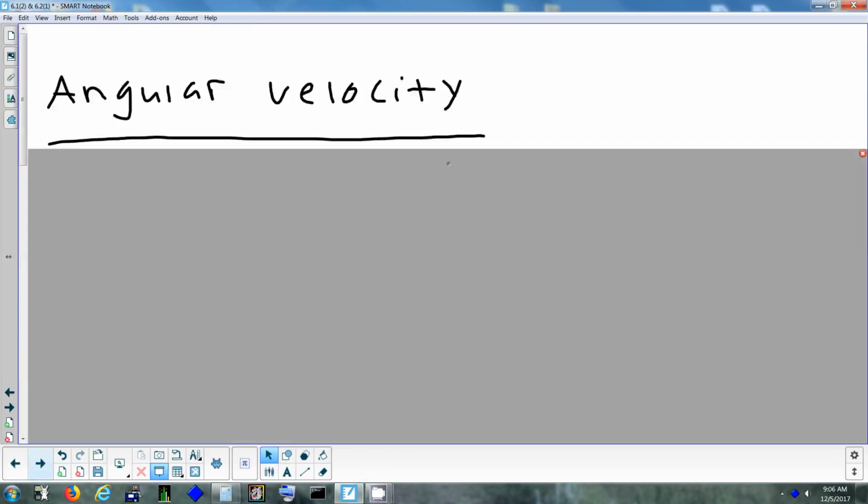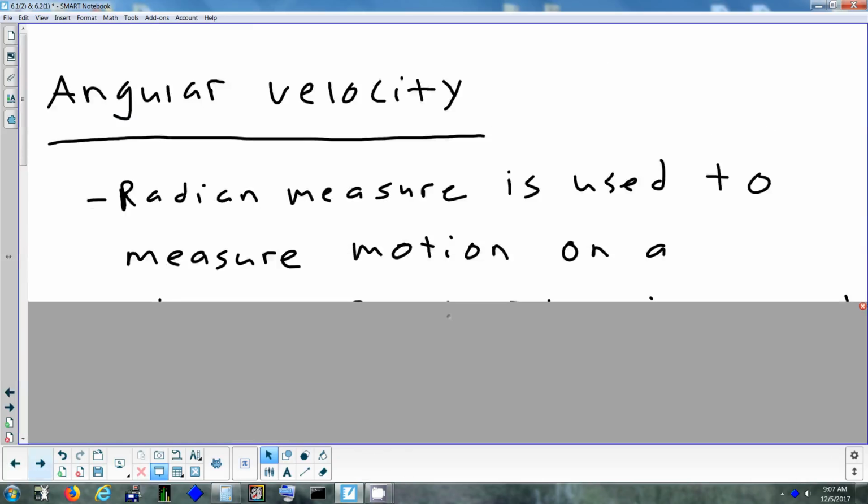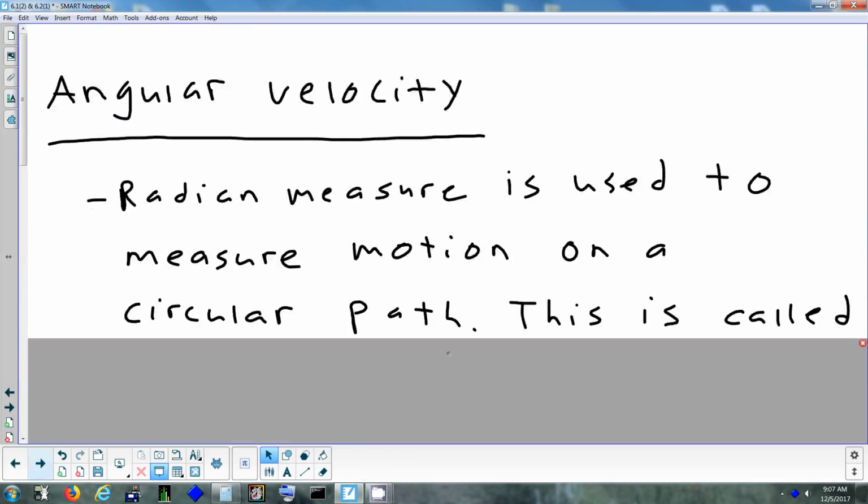All right, so that's the first thing we're going to look at. Second thing, kind of a separate idea, but definitely related to conversions, is angular velocity. So angular velocity is used to measure the speed of something spinning. I'd say a more common unit you might have heard of is RPMs. People heard of that, like revolutions per minute? Yeah.